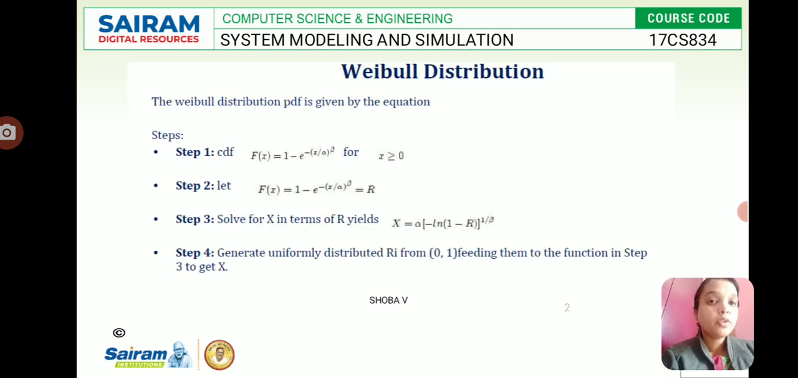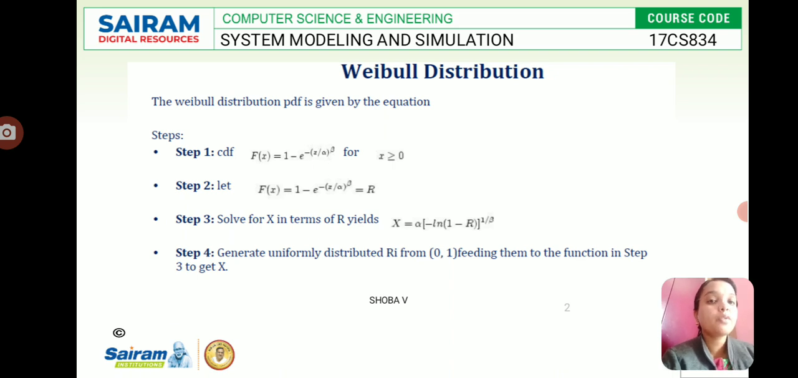So this is the Weibull distribution. We have a probability density function which is given by the equation. There is a cumulative distribution function. The condition is x greater than or equal to 0. If the condition is satisfied, then we can go for the CDF, that is F of x is equal to 1 minus e power minus (x by alpha) the whole power beta.